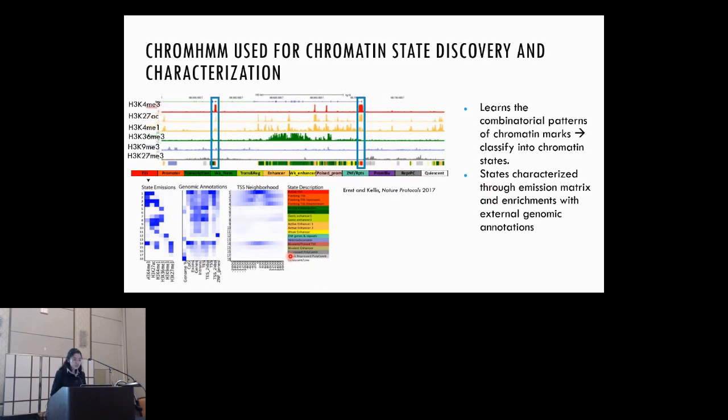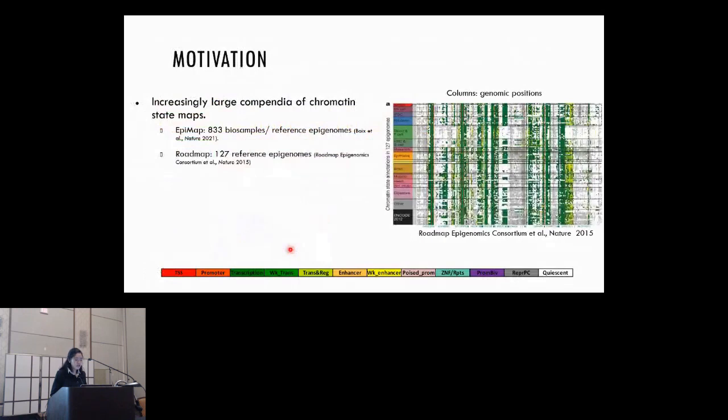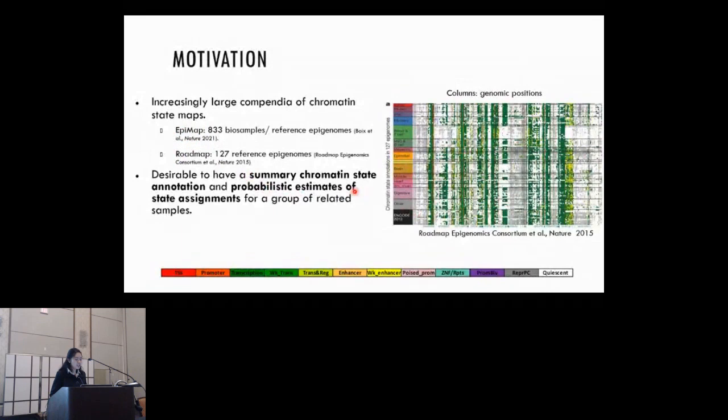So the motivation of this project came from the fact that there are increasingly large compendiums of chromatin state maps covering large biological space, such as those generated by ENCODE or Roadmap projects. And then it is desirable to have summary chromatin state annotations and probabilistic estimates of the state assignments for a group of related samples. So for example, right here, each of the rows is showing the chromatin state annotation for different samples, or what we also call reference epigenomes. You can see that samples from the same kind of cells or tissue groups are grouped together. So it will be nice to just have one summary chromatin state annotation for each group.